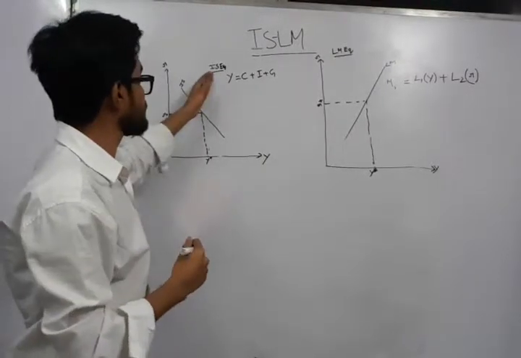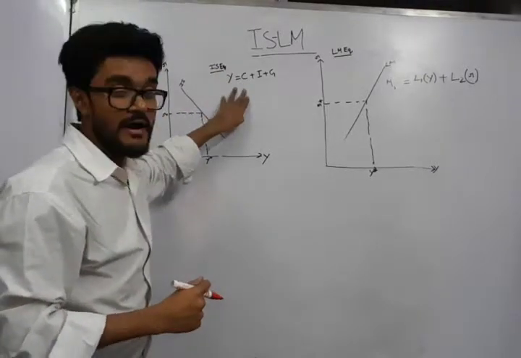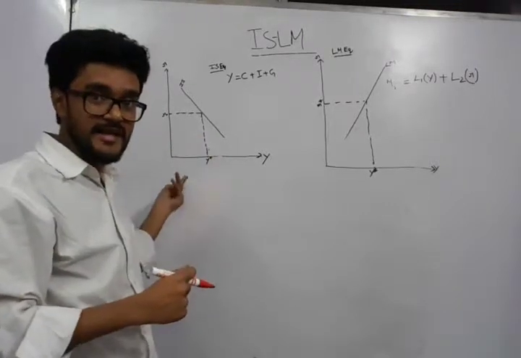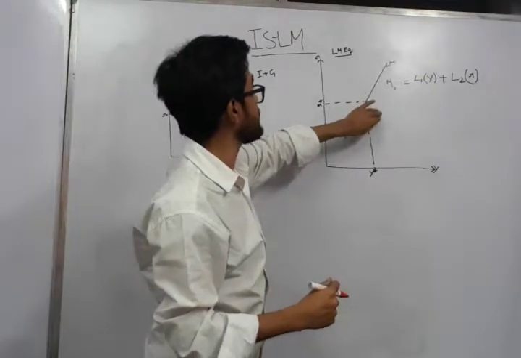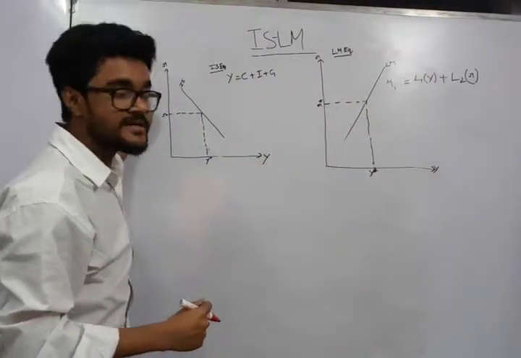Now first we will look into how the IS curve is formed, what is the equation of the IS curve, how do we draw the IS curve and why it is negatively sloped and so forth. And here as well in the LM curve we will discuss the same. So first we will start with the IS curve.